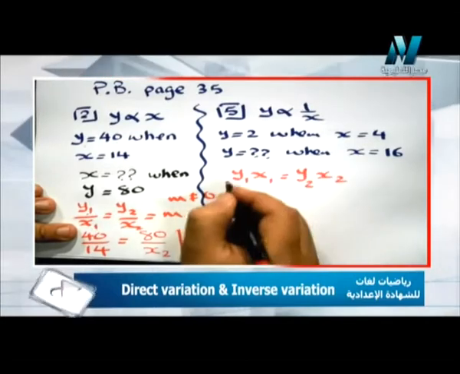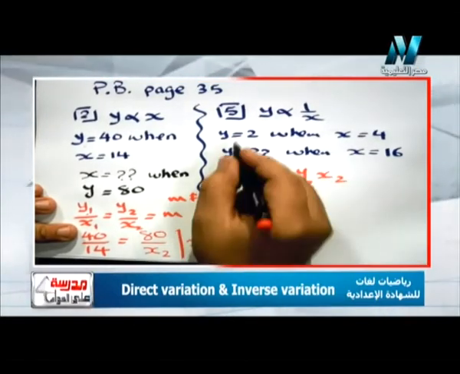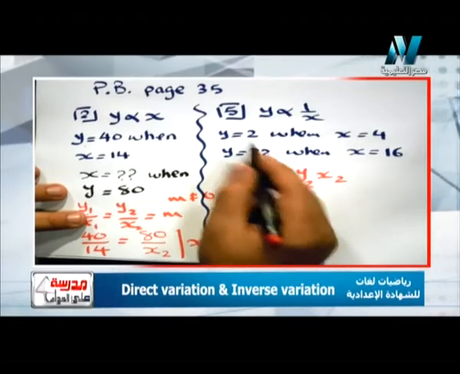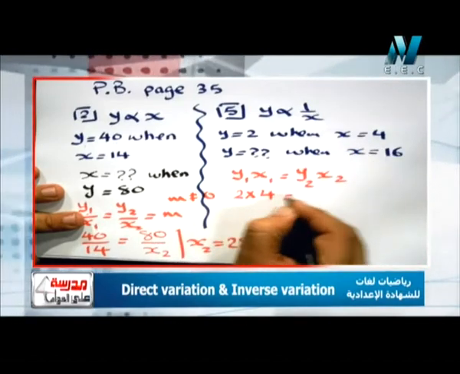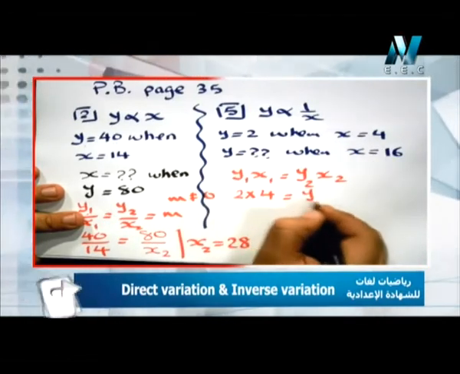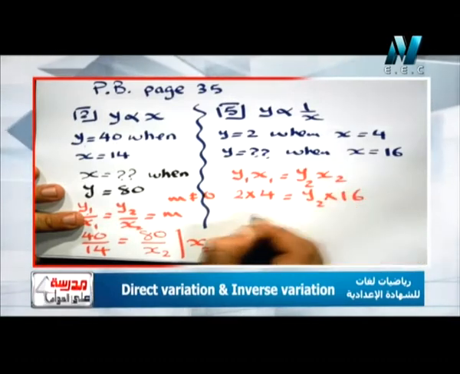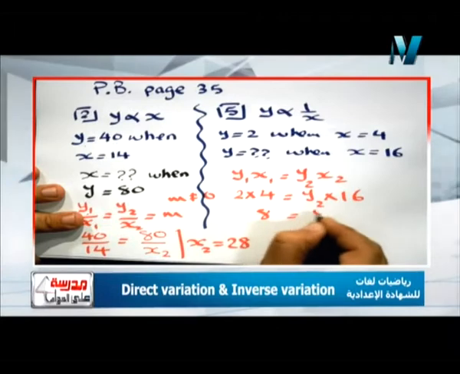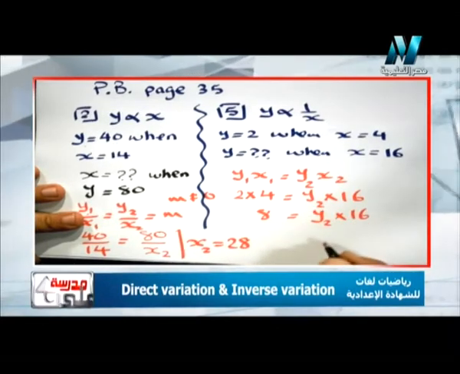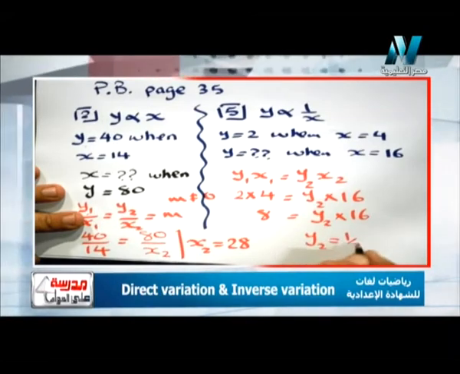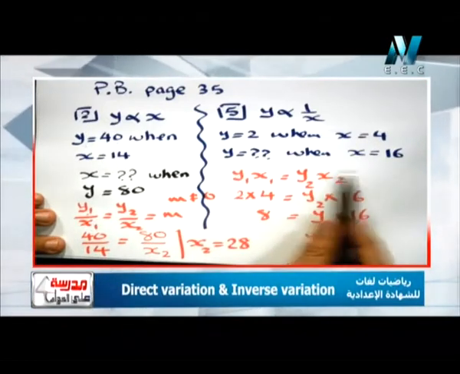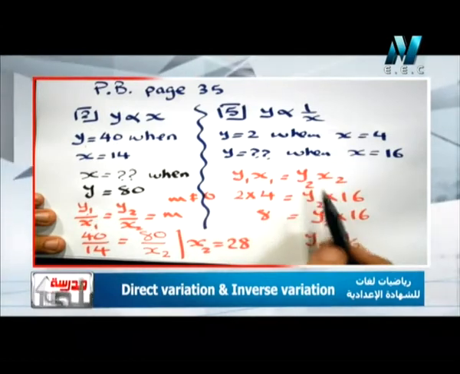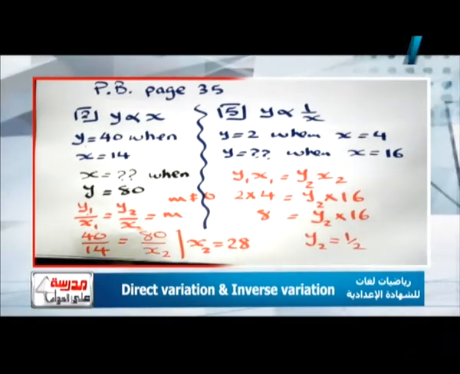So the rule is y1 x1 equals y2 x2. I'm going to use the values of y and x. y equals 2 times x1, which is 4, and y2 I don't know, so I'm going to keep it y2 times x2, which is 16. And this is 8 equals y2 times 16, so y2 equals 1 over 2. So I was able to find the value of y2. I want to check my answer by replacing in the rule: 2 times 4 is the same as half times 16. Both of them are 4, which is the constant of variation.